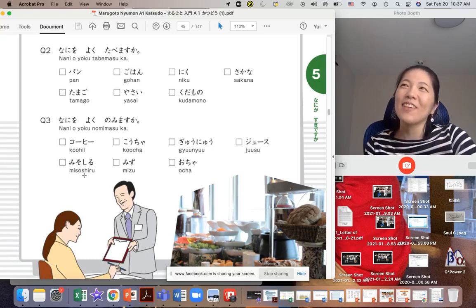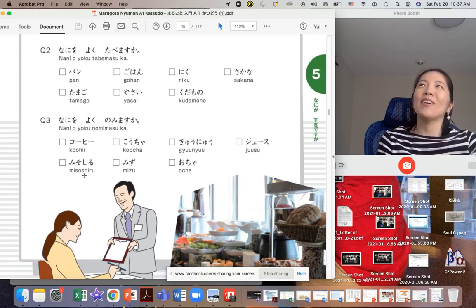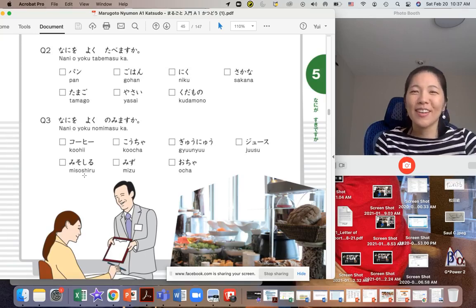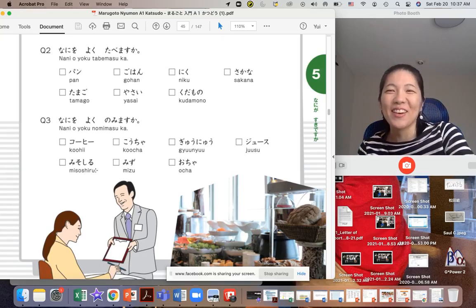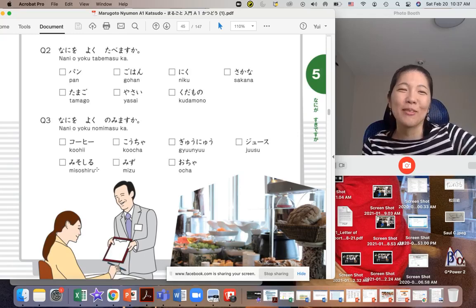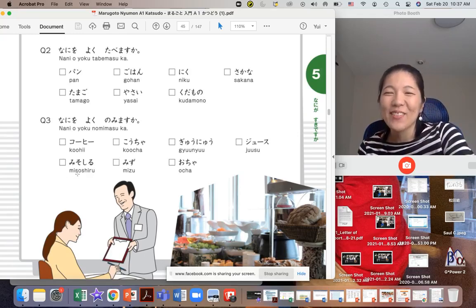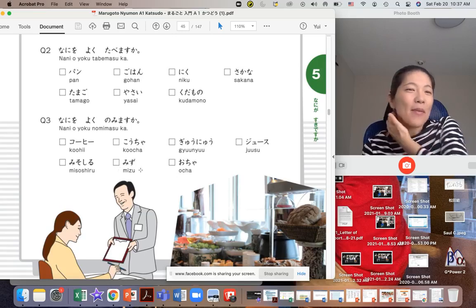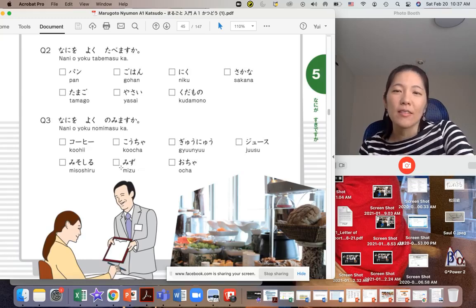You don't say eat miso shiru, but I don't consider it part of drink. I don't know. I consider it as part of food, but I didn't make the survey. So miso shiru. Mizu, water. Because this is just a survey, it doesn't have o, which is okay. Mizu. And the last one's ocha.